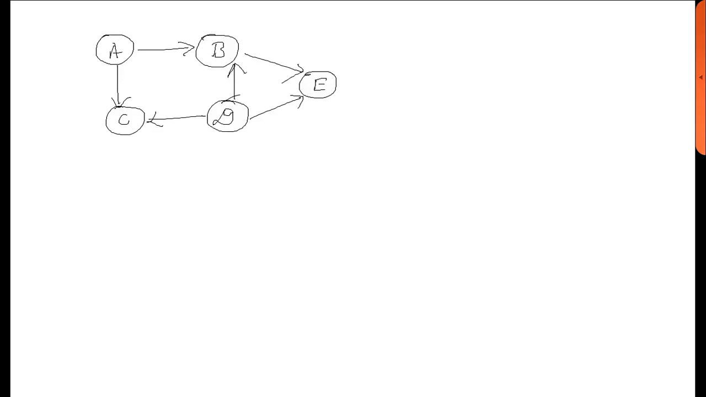DFS can be applied on a directed graph as well. Consider this example. Here is a directed graph containing 5 vertices. So now let me start the DFS traversal. Let me start with vertex A, the first vertex being visited. Now from A, I can go to either B or C. Let me take B, the second vertex to be visited.